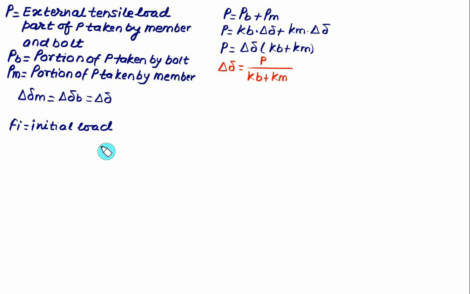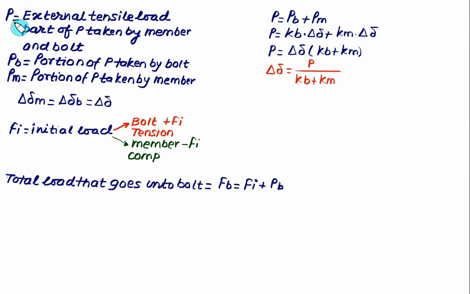Fi represents here the initial load, and in the case of bolt, you have to take the positive value of Fi because it is in tension. And for member, you have to take it as a negative value because it's a compression. So out of the external load P, Pb represents here the portion of the P taken by the bolt. In that case, we can write the value of Pb as, since we have delta m is same as delta b is equal to del delta, Pb is equal to Kb multiplied by del delta. And we can calculate del delta as P upon Kb plus Km. And Pm value we can write as the stiffness of material multiplied by del delta.